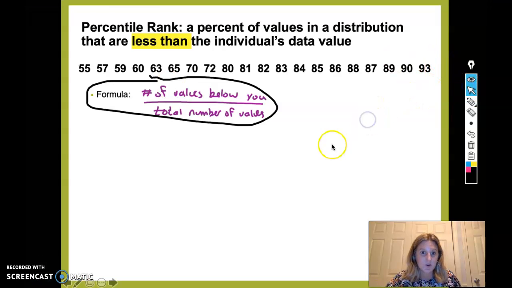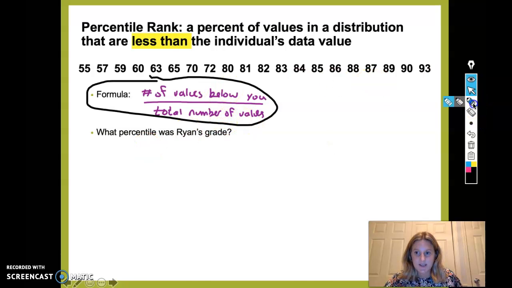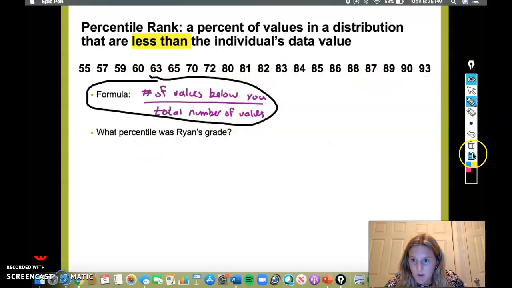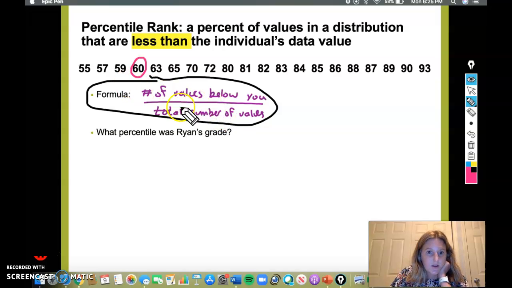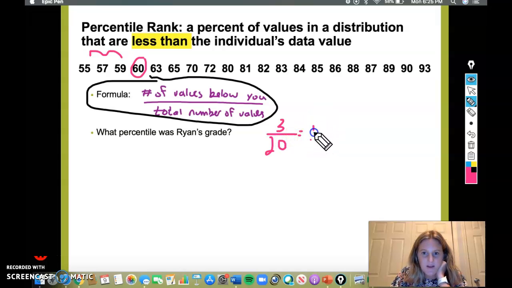So let's do Ryan's score. If Ryan got a 60, here's his score. Let's do pink. He's right here. And so the formula says to take the number of values below divided by the total. And so I'm counting there's 1, 2, 3 scores below Ryan, and I take that divided by 20 to get a percentile of 3 divided by 20 gives me, what, 0.15. And so his percentile, we don't want it as a decimal, we want it as a percent, so I just move it to the right to give me 15, or the 15th percentile.